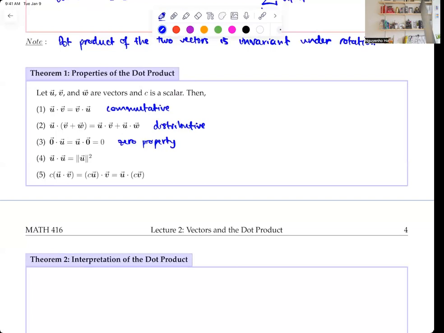The next one is the formula that connects the magnitude with the dot product. The magnitude squared of the vector is equal to the dot product of the vector with itself. So this is magnitude in terms of dot product.